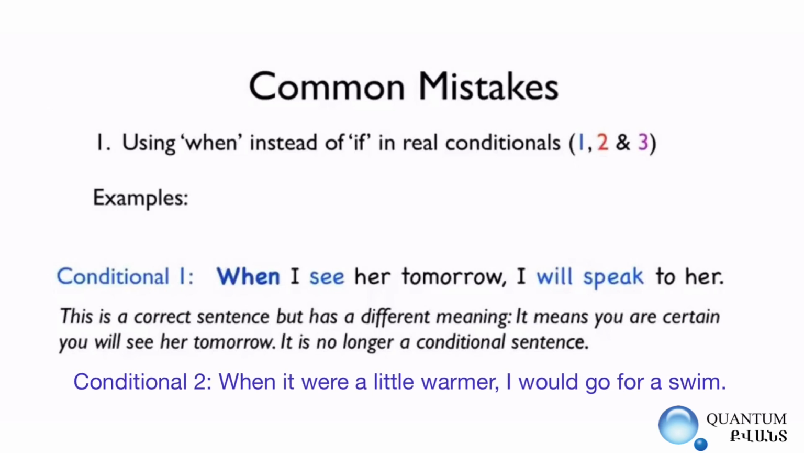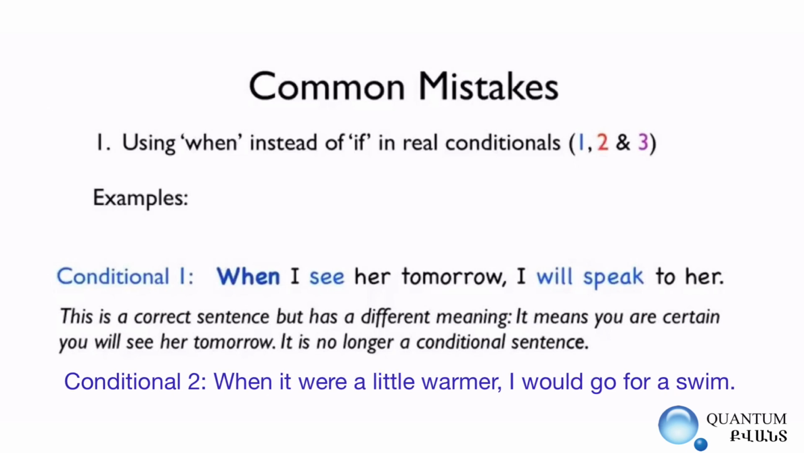Let's see it in conditional 2. So, for example, when it were a little warmer, I would go for a swim. Actually, this is a wrong sentence. It should be, if it were a little warmer, I would go for a swim. So the same is with conditional 3.